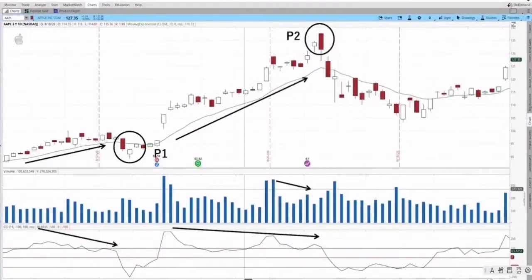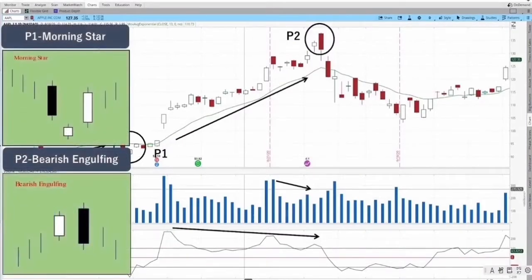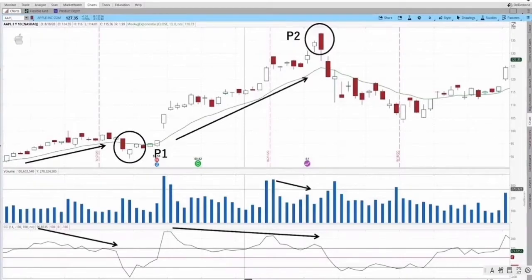This is another trade example using candlestick reversal patterns. This chart shows two candlestick symbols. P1 means pattern 1, morning star, and P2 means pattern 2, bearish engulfing. So in order to make your trade successful, you may use other tools to help you trade candlestick patterns. For this setup, there are two signals on this chart. Signal 1, we can see a divergence happening here between the price and the indicator CCI. And signal 2, we can see the volume is increasing.